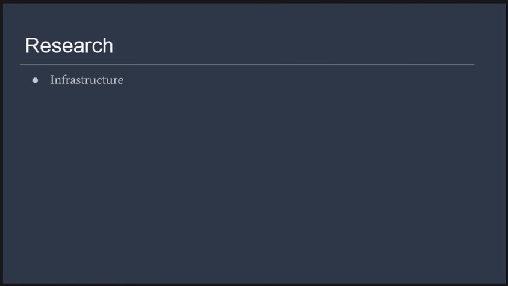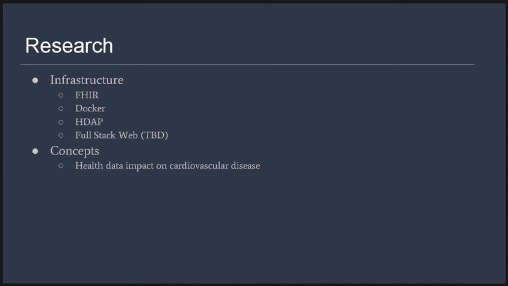The research we need to do at this time is broken into three areas. Under infrastructure, we would like to learn more about FHIR, Docker, HDAP, and full stack web. We need to decide on what type of technology we will use to build this web app. Some of the concepts we need to research are health data impact on cardiovascular disease.